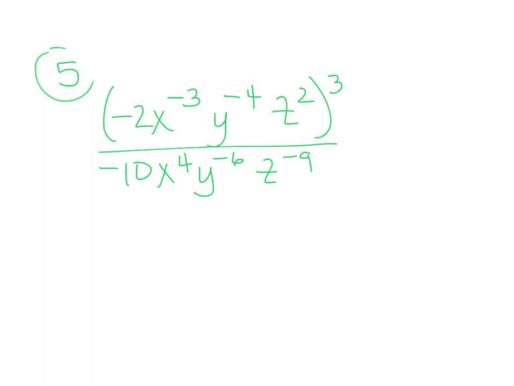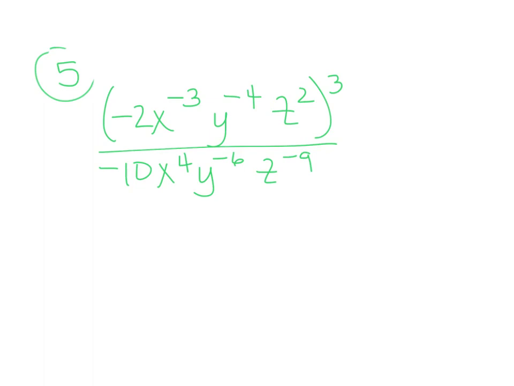Okay, so this problem is where I say we're going to start reviewing and doing dividing and negative exponents at the same time. So now we've got power to a power, we've got division, we've got negative exponent. We almost got it all, okay? So where do we start? Well, we start with the power to a power.